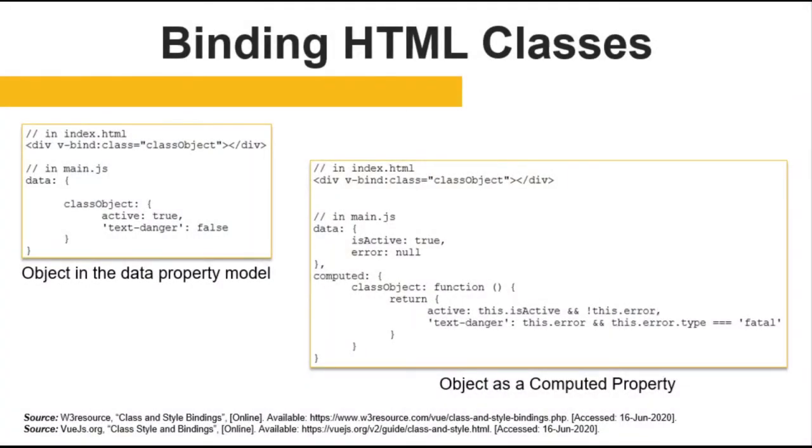The bound object doesn't have to be inline as shown in the object in the data property model, which also produced the same output as the previous example. We can also bind to a computed property that returns an object as shown in the object as a computed property syntax. This is a common and powerful pattern.